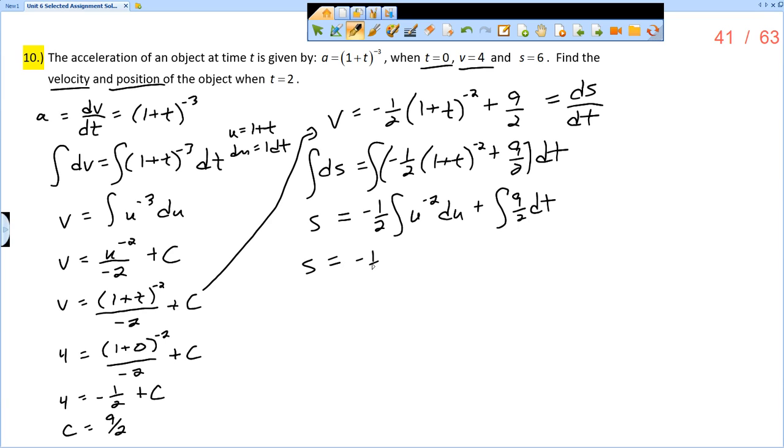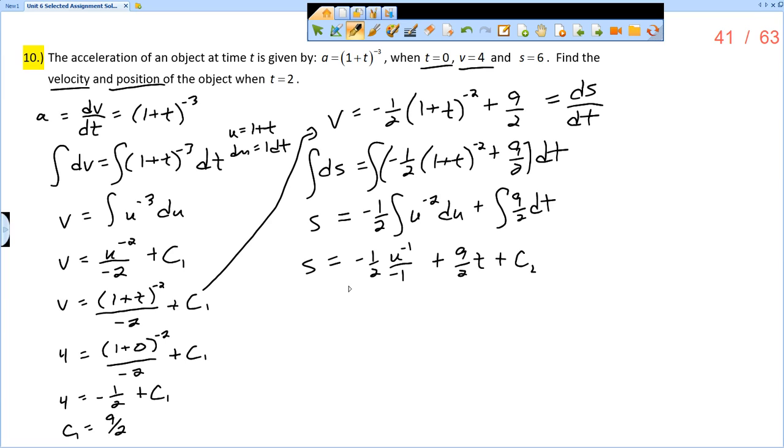All right, so then s is equal to negative 1 half. Integral of u to the negative second would be u to the negative first over negative 1 plus c, but I'm going to add it in at the end, and then plus the integral of 9 halves dt would be 9 halves t plus c. Now, I'm using a different c, so we should go back over here and call this c sub 1, so that there's no confusion, and then I'm going to call this c sub 2 now.